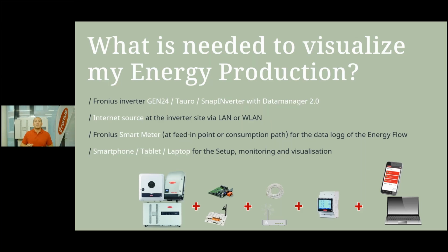Important to mention is that if we're using the light version of the Snap inverter, it should be retrofitted with the Data Manager 2.0. Also, a stable internet connection is a must to keep an active communication of components during the whole time of the operation. For this, you have the option to use a LAN cable or WLAN as the internet source. Power data values are collected by the smart meter, then sent to the communication unit of the inverter to be transferred to Solar.web as the last step.